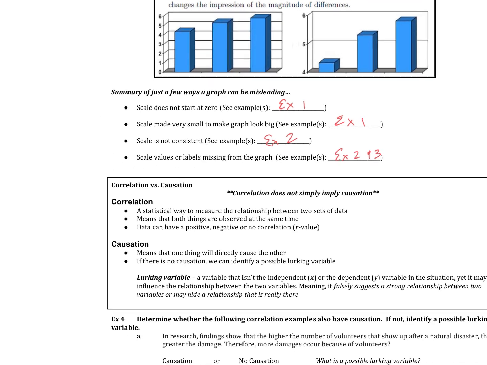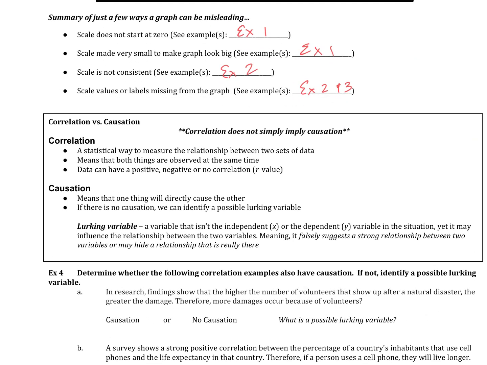Now, this next part I want to talk about is correlation versus causation. Again, this is a review. We've already talked about this in the past, but it's a good idea to review because it's been a while. So one thing to remember when it comes to correlation versus causation is that correlation does not necessarily mean causation. It does not imply causation. So remember, correlation is a statistical way to measure the relationship between two sets of data. It means that both things are observed at the same time. So meaning as something increases, the other decreases, or as something increases, they both increase.